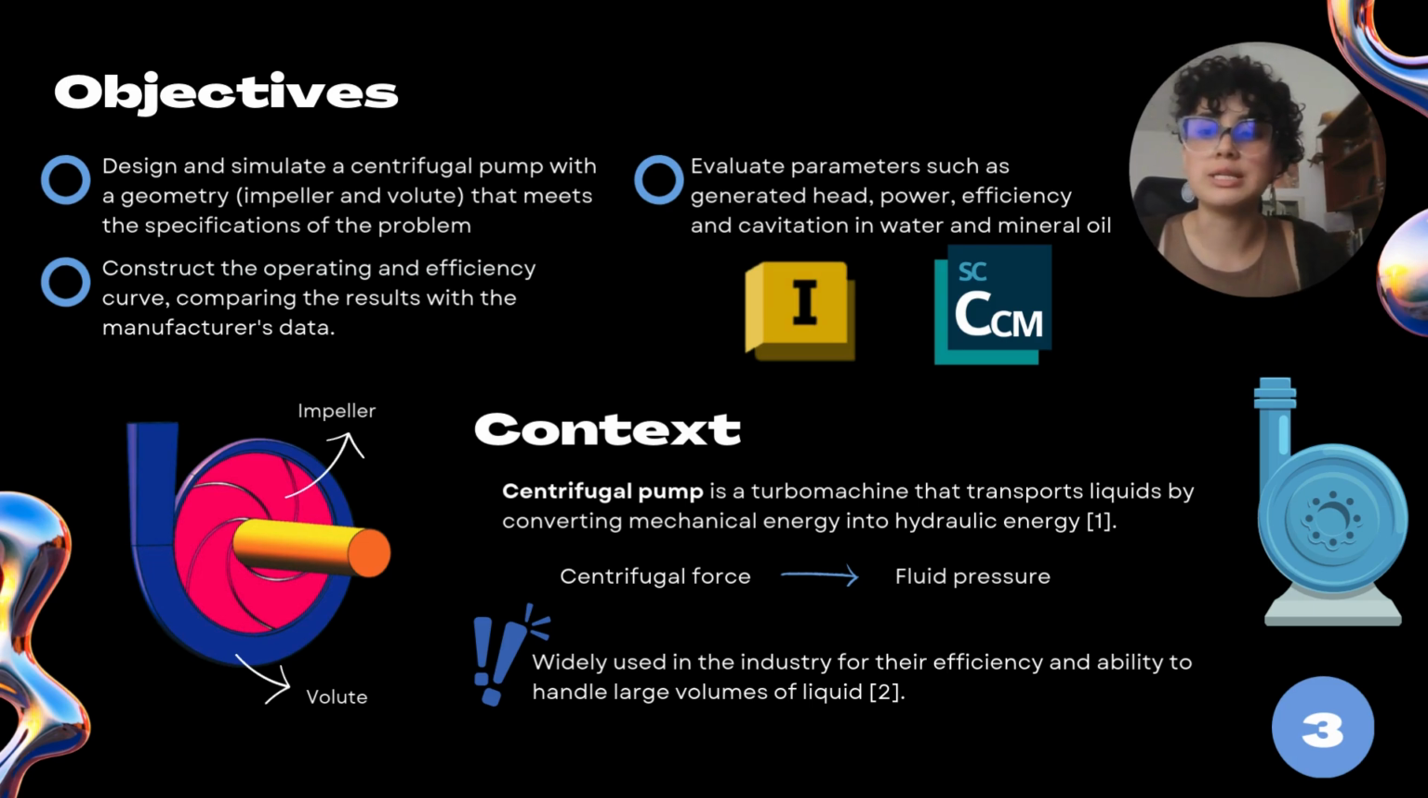A centrifugal pump is a turbomachine that transfers energy to liquids by converting mechanical energy into hydraulic energy. It works thanks to an impeller that rotates at high speed inside a volute, generating a centrifugal force that drives the fluid from the center of the impeller towards the outside, increasing its pressure.